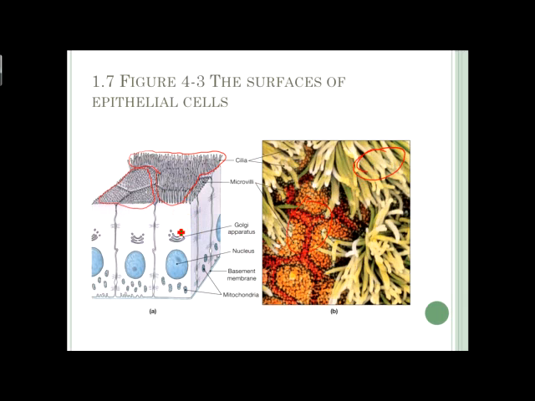And then these are the cells underneath. The Golgi apparatus, which would be providing secretions, the nucleus, and then energy production from the mitochondria. Basement membrane.